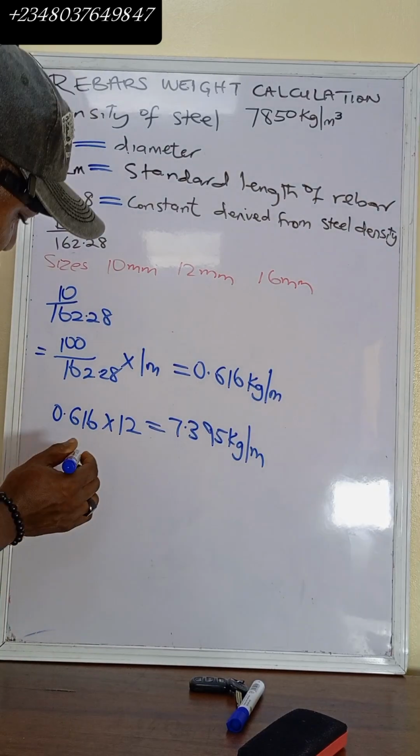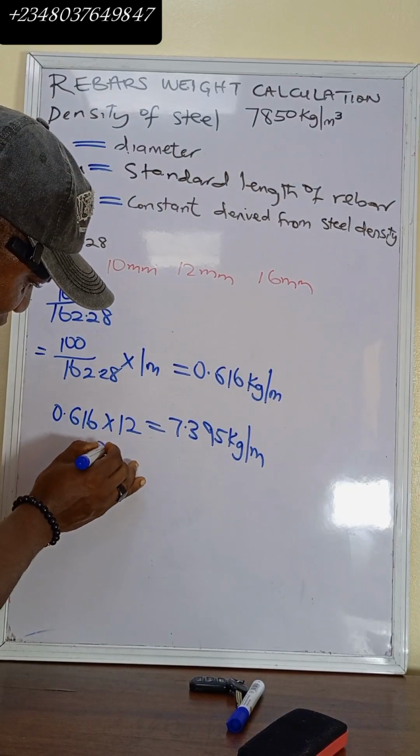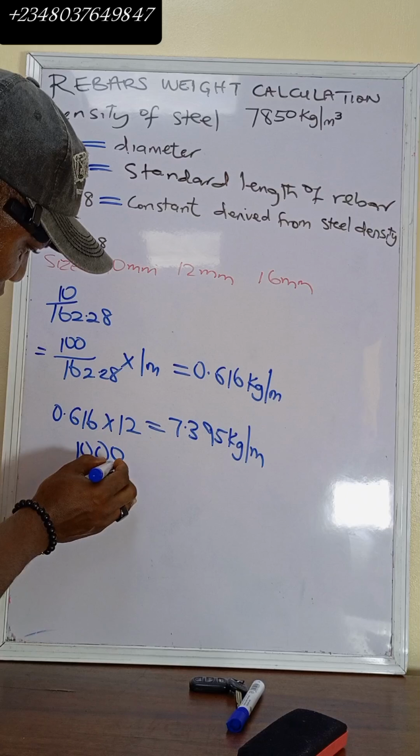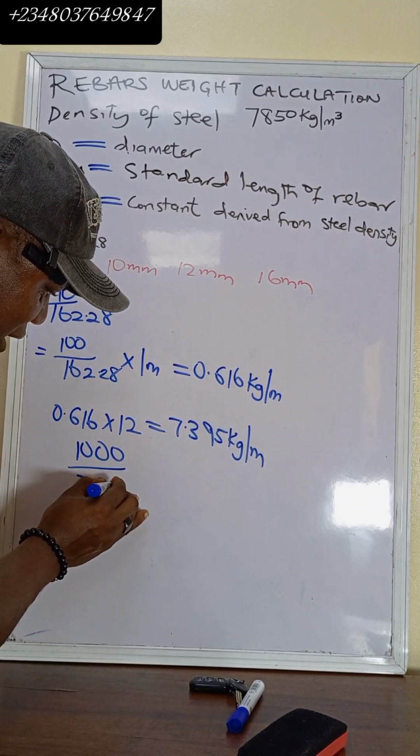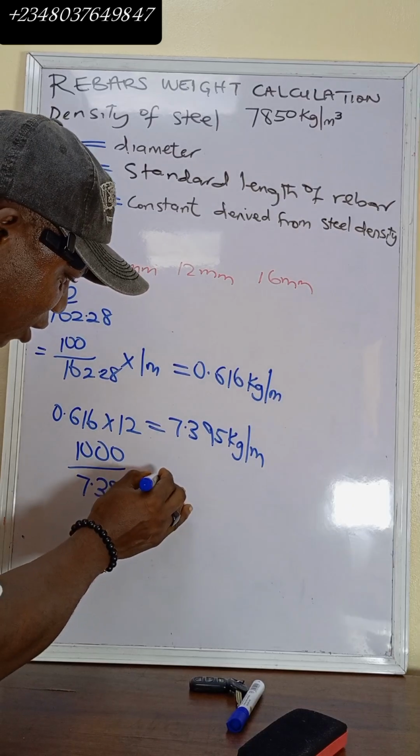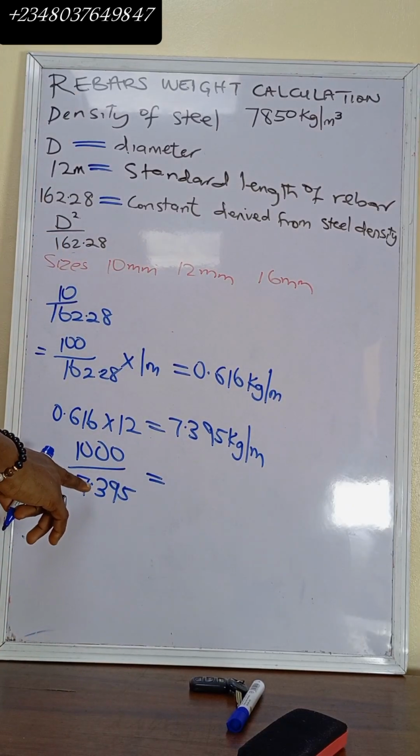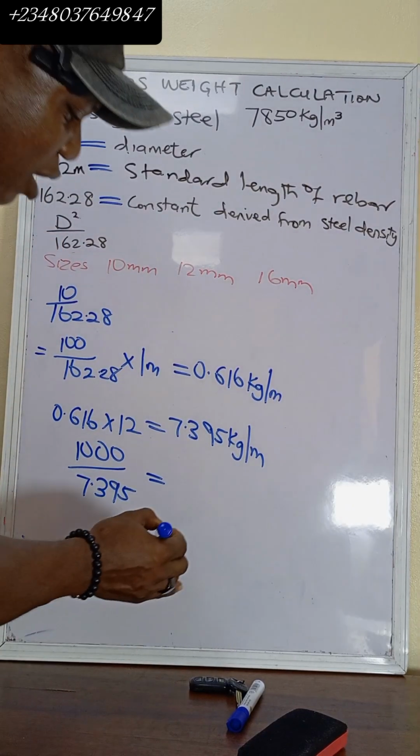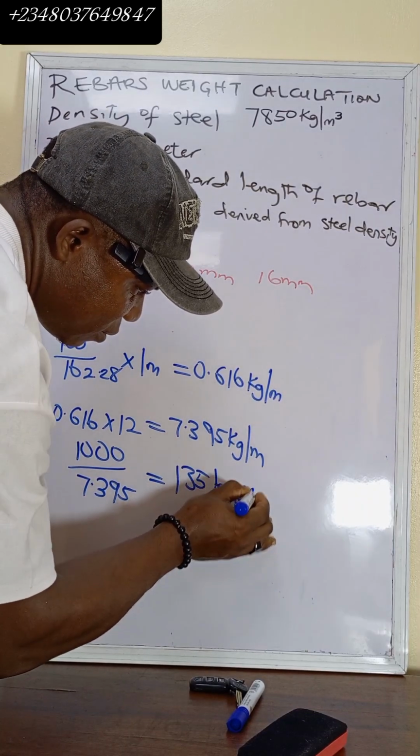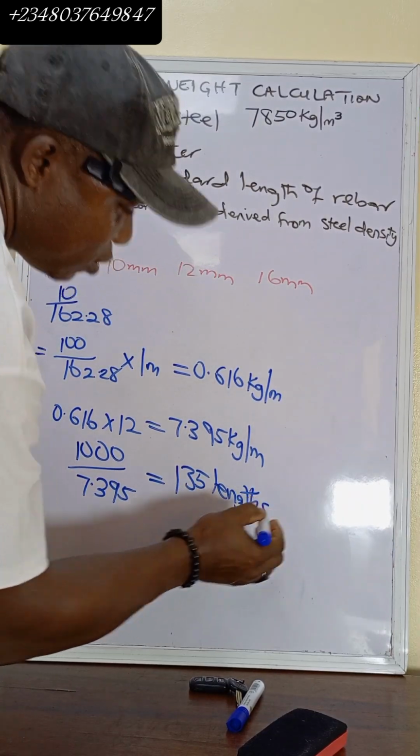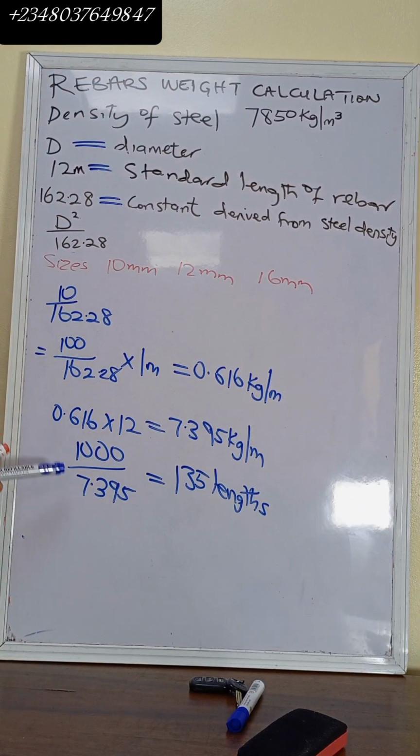So 1,000 kilogram, which is also equal to 1 ton, over 7.395. If we divide 1,000 by 7.395, that will give us 135 length. So what I'm going to get is 135 length of 10 mm. We are only doing 10 mm.